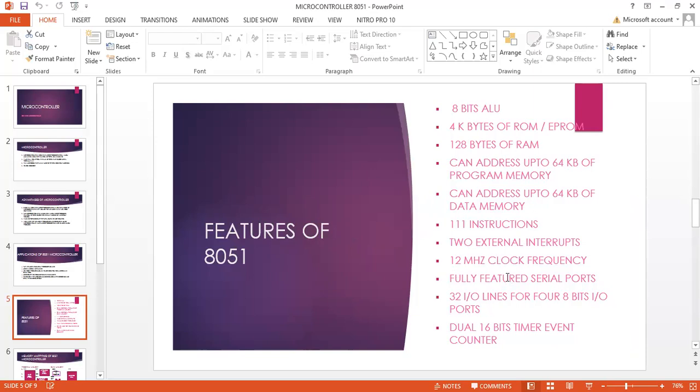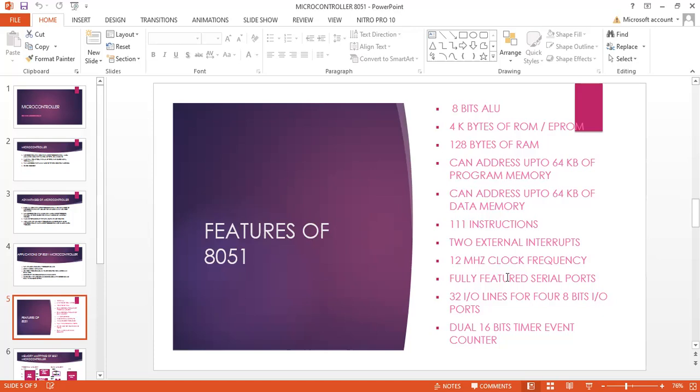So these are the basic or main features of 8051. Okay, so they can ask you in the fill in the blanks or in the questions also, write the features of 8051. Then internal block diagram of 8051, you need not have to do it.